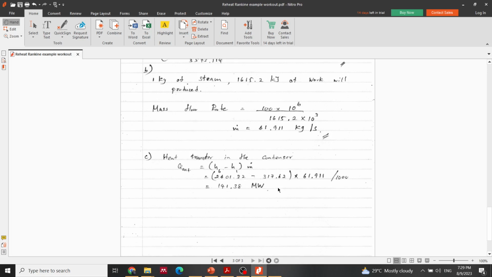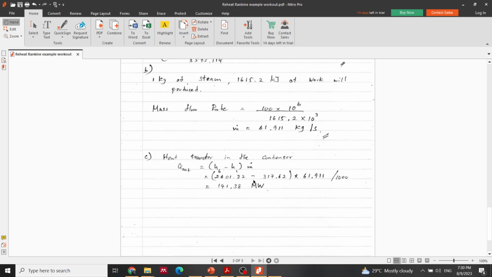Also you can check whether your values are correct, because in any thermal system, most of the energy will be wasted, right? Now we get 141.38 megawatt of energy that will be wasted in the condenser, right? That is okay, because the work output is 100 megawatt, and efficiency is less than 50%, right? And also we get Q rejected, Q out as 141.3. So this value seems to be correct.